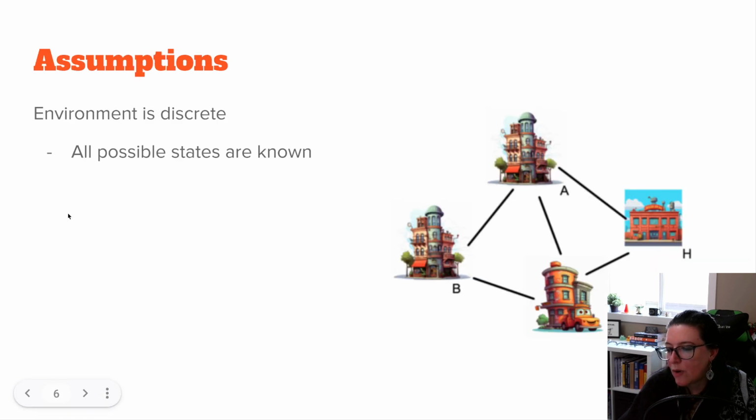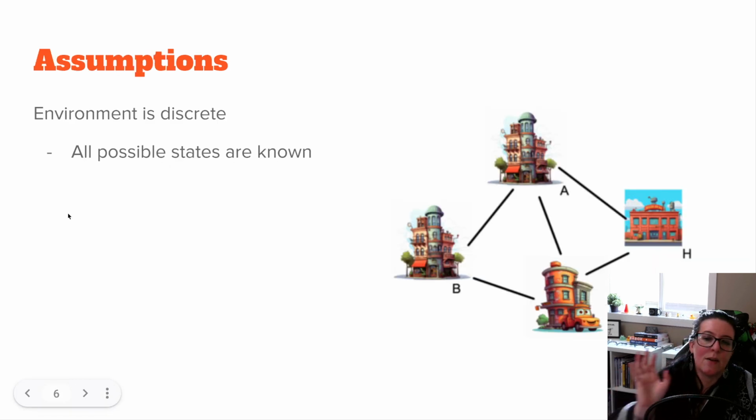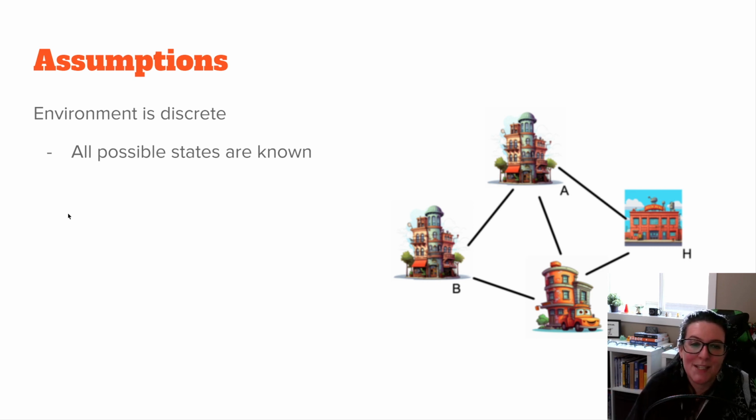Now, the assumption, right, is that the environment is well defined. We call it the fact that the environment is discrete. So when we say an environment is discrete, it's because all possible states are known. So in this particular case, the truck can only go home, A, B, and C, and the routes are defined. So if they're at A, they can only go home, C, or B. And if they're at C, they can only go to home, A, or B.